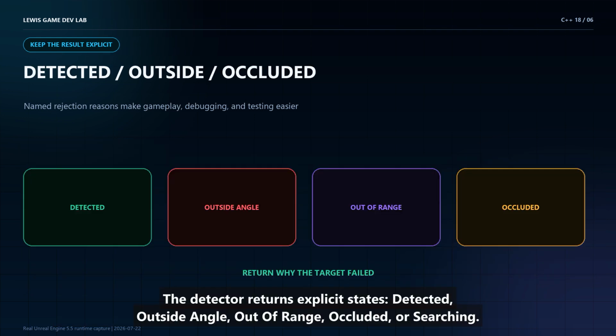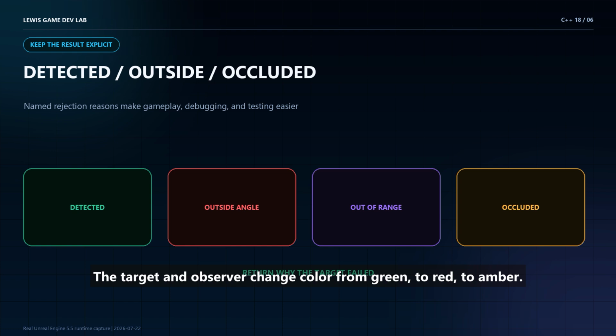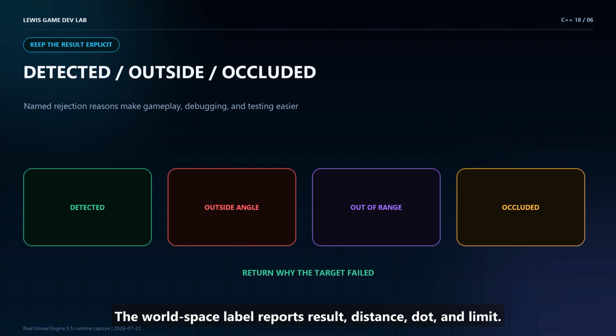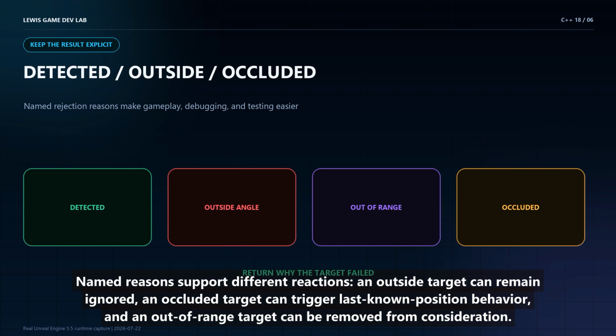The detector returns explicit states: detected, outside angle, out of range, occluded, or searching. The target and observer change color from green to red to amber. The world space label reports result, distance, dot, and limit. A single Boolean loses useful information. Named reasons support different reactions.